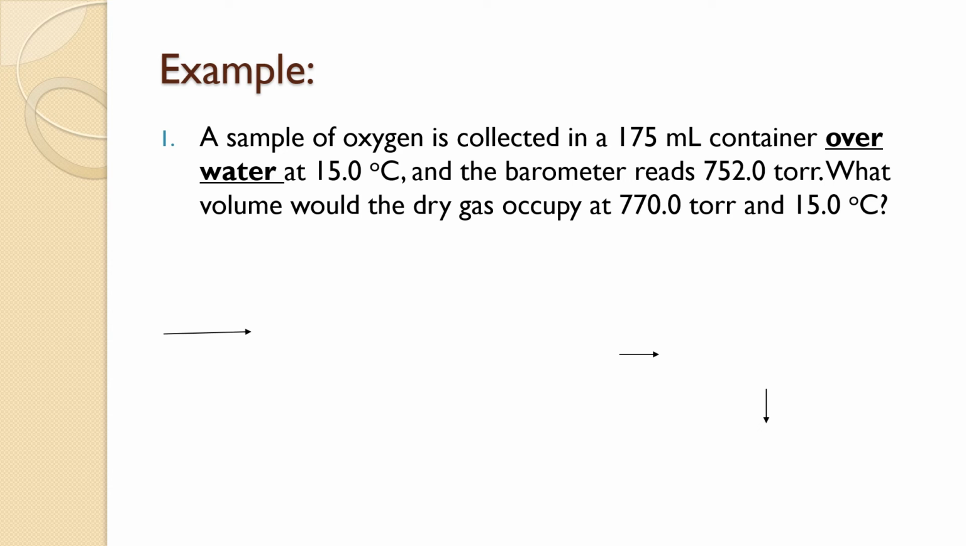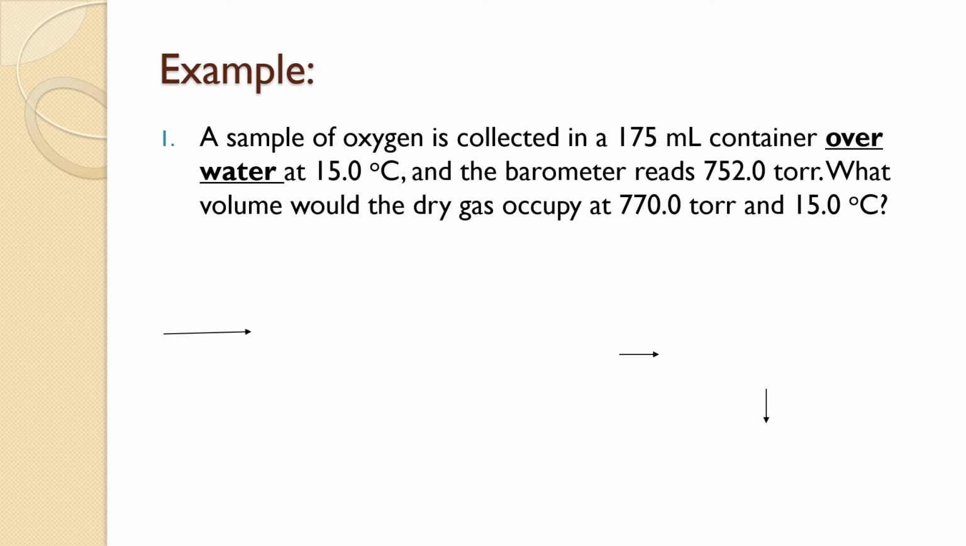First, let's plug into a little chart on the left the information that we have in the problem. It tells us that a sample of oxygen is collected in a 175 milliliter container. Remember, as in previous problems, you need to convert your volume into liters. So 175 milliliters converts to 0.175 liters.